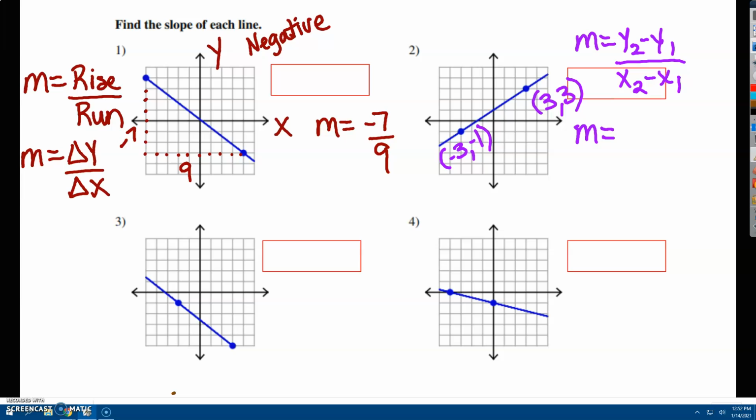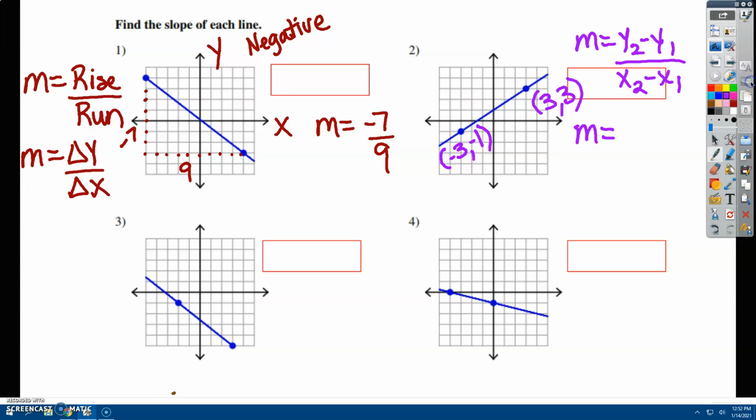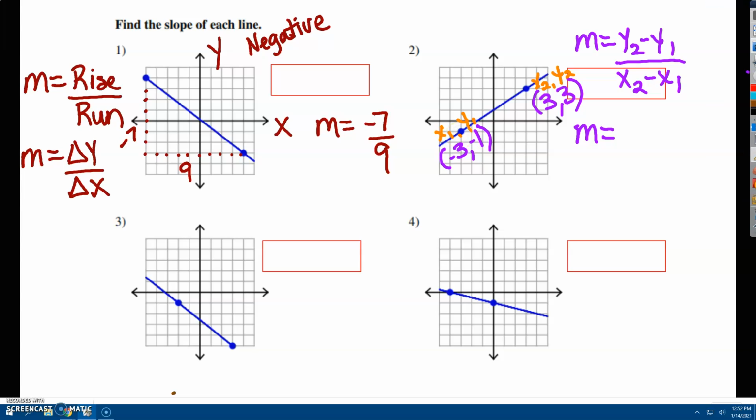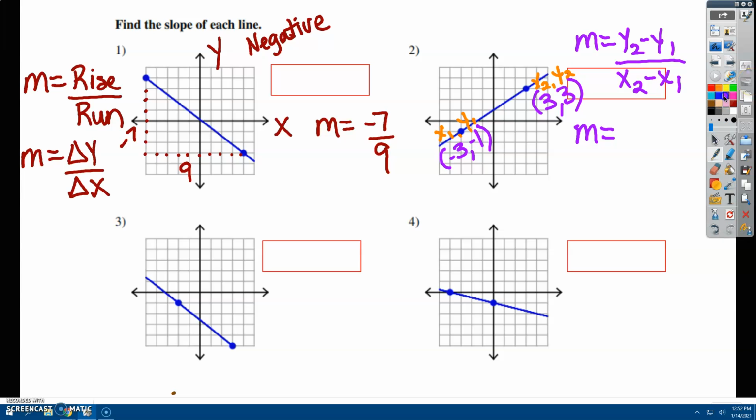So if we label, I'm going to go over here so I can label this for you so you guys can see. We'll do it in orange. This is your x1 right here. This is your x2. This is your y1, and this is your y2. Okay? So you need to remember that. You have x points, and then you have y points. So I'm going to go back to purple, and we need to break that down now.